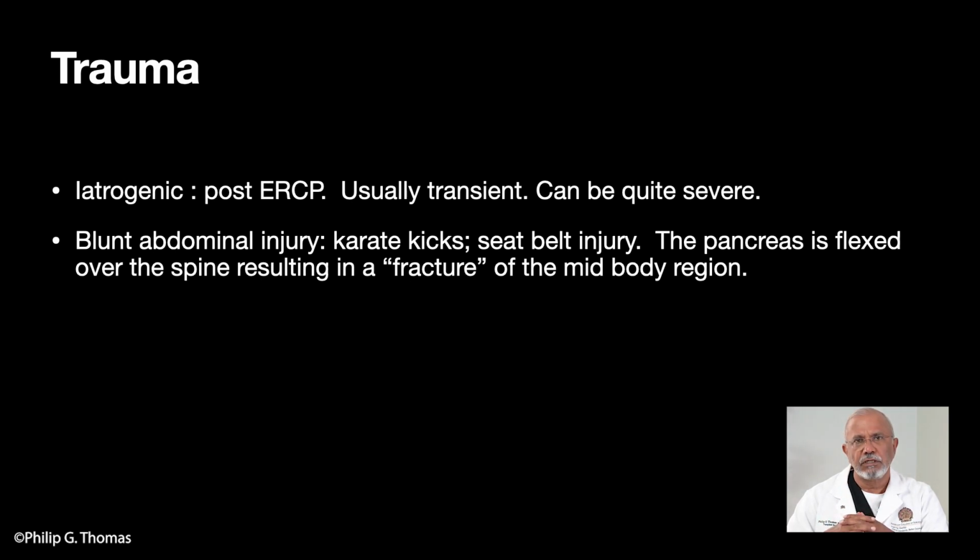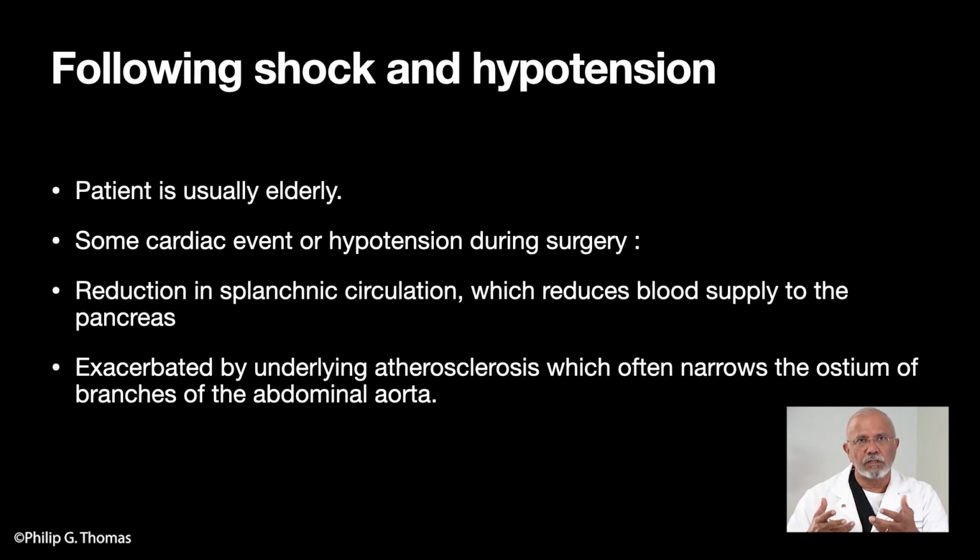Blunt abdominal injury is also a cause of acute pancreatitis. Usually this is a seatbelt or a very powerful blow to the abdomen like you would get in a karate kick, and this causes the pancreatic body to flex over the spine and it ruptures the pancreatic duct. These patients will have severe pain. It goes away after some time and they may present with a large pseudocyst of the pancreas at a later point.